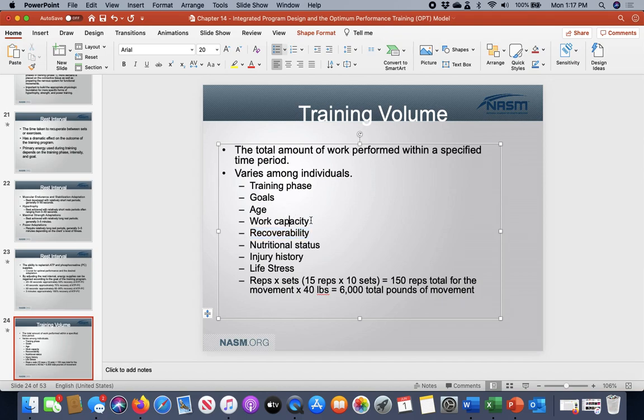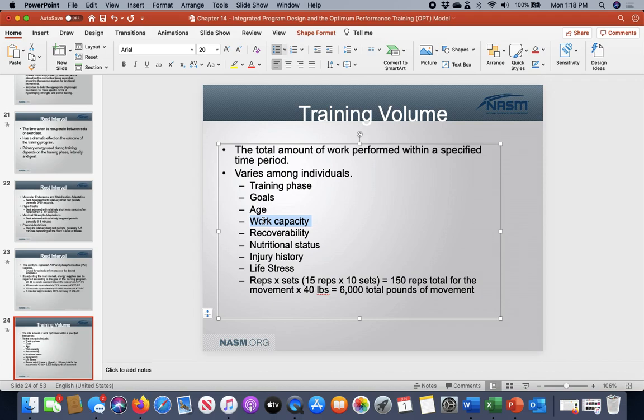All right, work capacity: how much work you're able to achieve, are you able to handle a higher level of work? What's your nutritional status? If you're in a deficit, meaning you're trying to lose some weight and you're in a deficit for your diet, well, your volume might actually change.